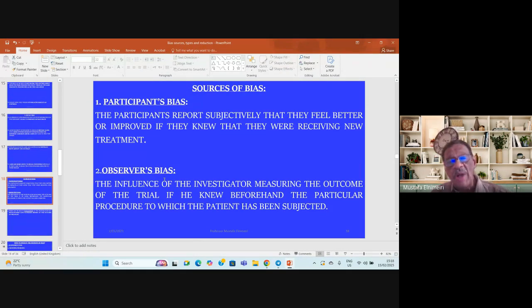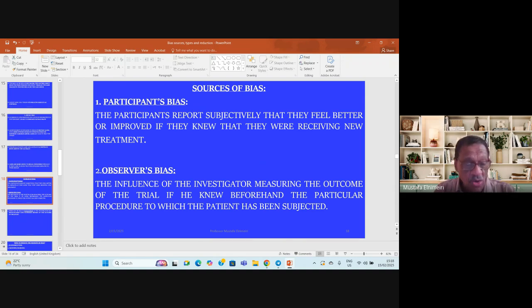Now we talk about the sources of bias that we have in clinical trials. The participant bias would be a source. The participant reports subjectively that they feel better or improved if they come to know that they were receiving the new treatment in the trial. And also we have the observer bias, and here is the influence of the investigator measuring the outcome of the trial, if he or she knew beforehand the particular procedure to which the patient has been subjected.